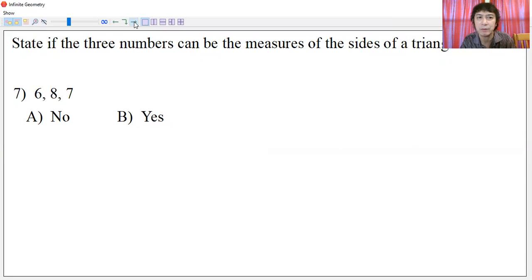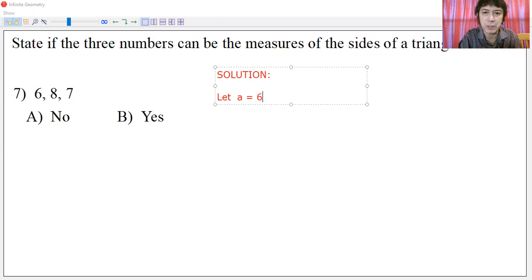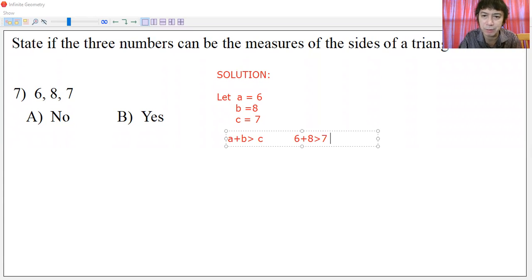Here's number 7. State if the 3 numbers can be the measures of the sides of a triangle. All right, let's continue with what we're doing. Solution. All right, we let A be 6, B equals 8, C equals 7. All right, and do the following tests. Is A plus B greater than C? Okay, let's find out. That's 6 plus 8. Will that be greater than 7? Of course, that's 14 greater than 7. Okay, that's true.